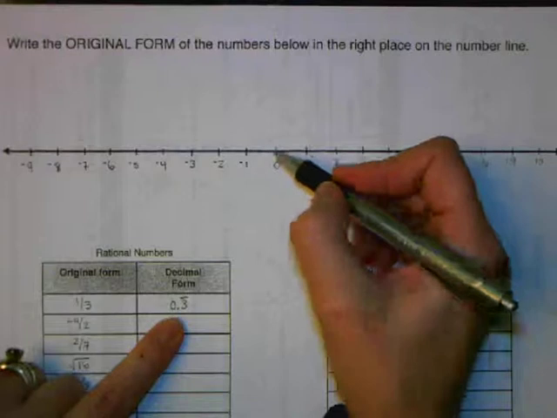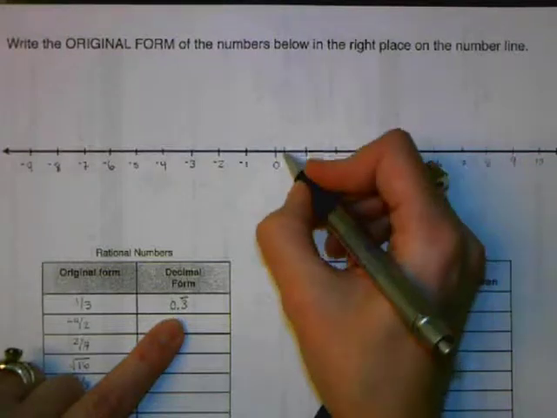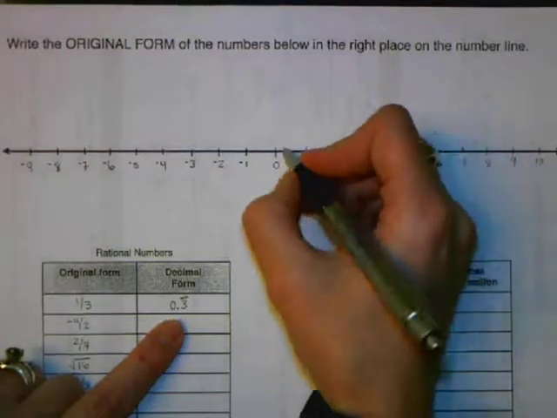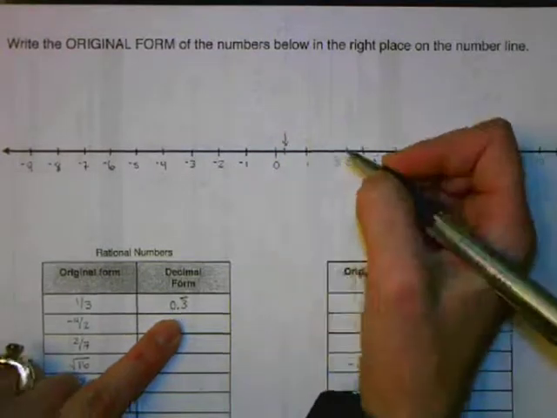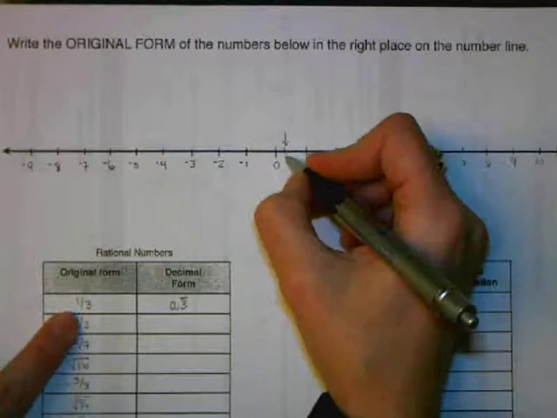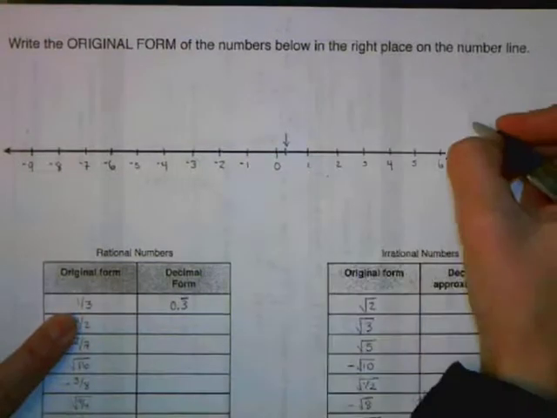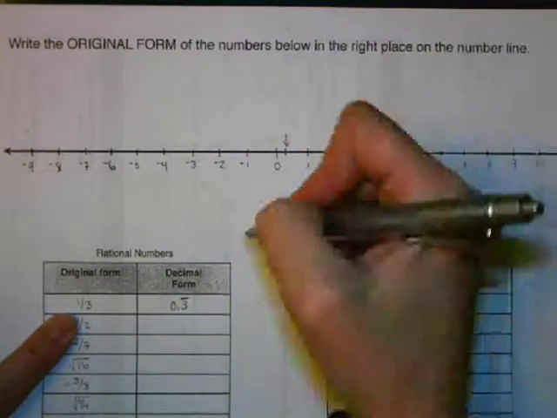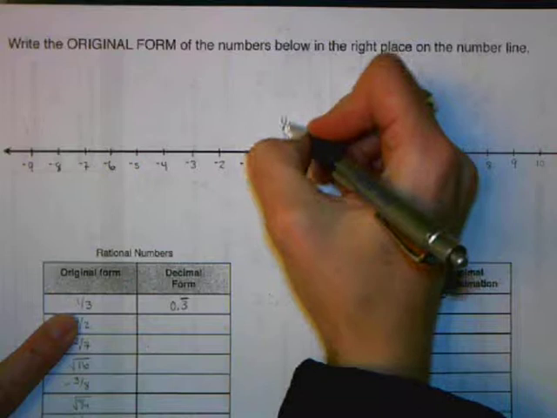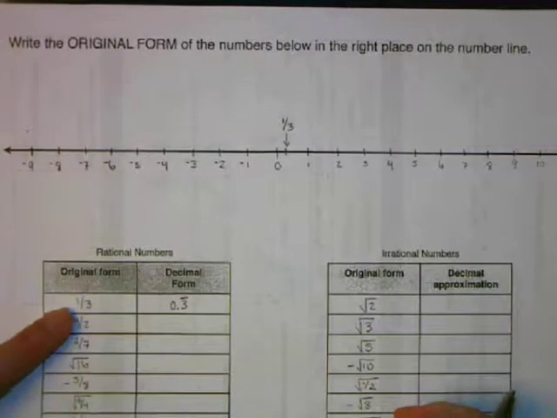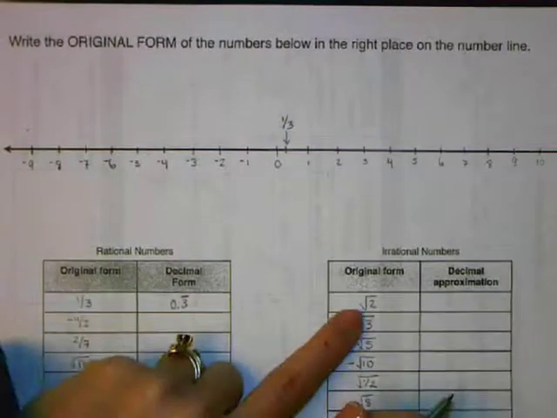So 0.3, let's see, it's between 0 and 1. It's going to be right about here. But I'm going to label that point not with the original form, but with the decimal form. And I'm going to put the rational numbers up above the number line. So I'm going to label this 1/3. There.